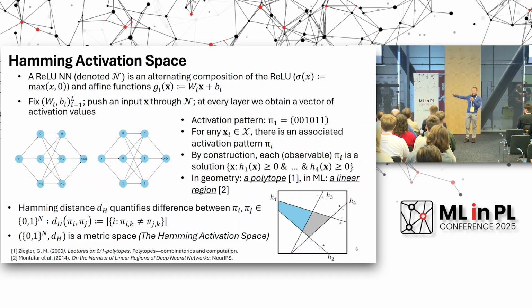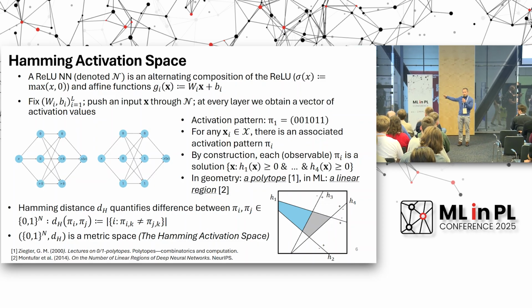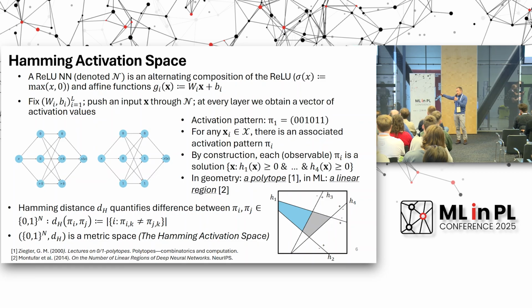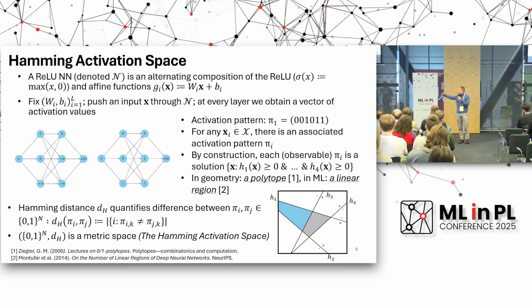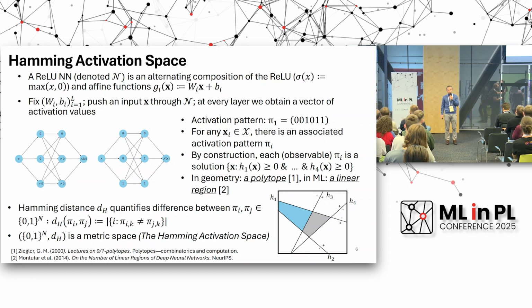This is a space partition. Every pair of elements in that space partition are disjoint, and the partition covers the whole space. In geometry, an element of this partition is called a polytope, and in machine learning, it's called a linear region.